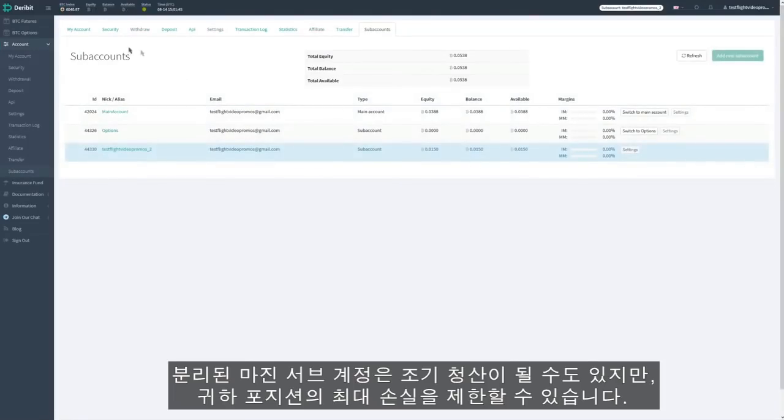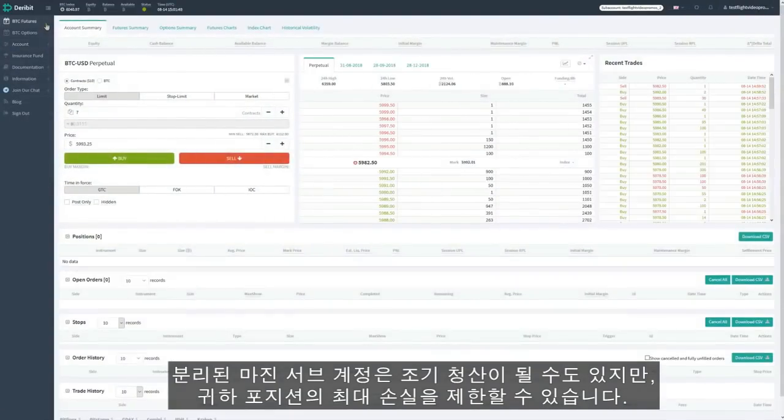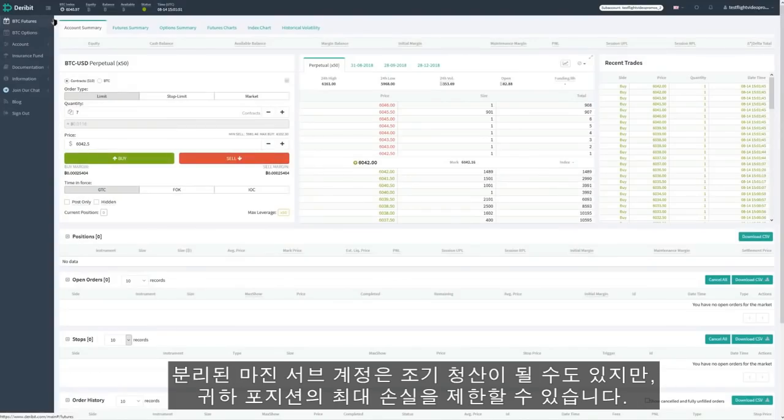Using a sub-account with isolated margin might mean that your position is liquidated sooner, but it also limits the maximum loss of a position or a strategy.